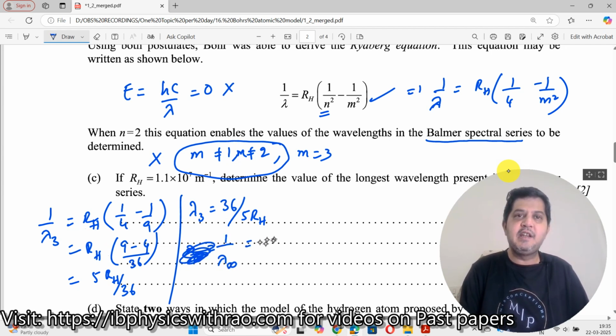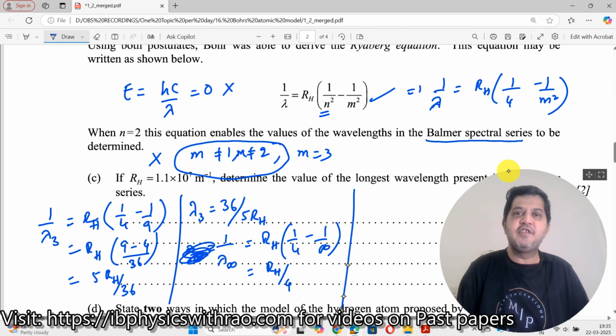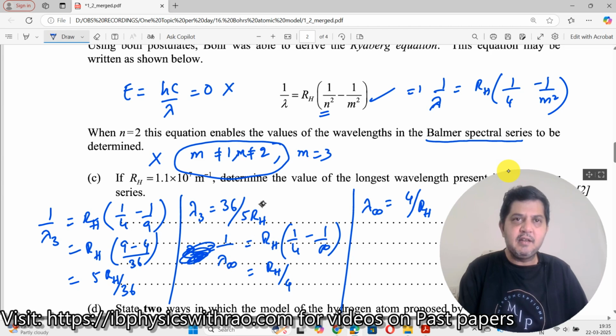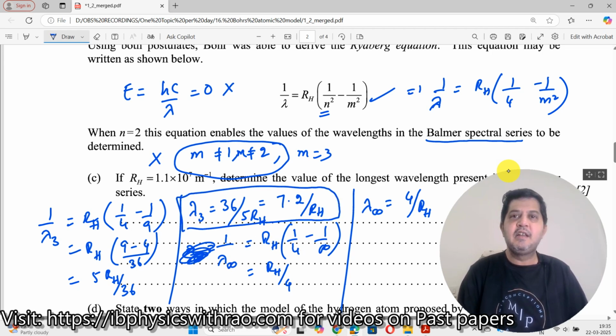1 by lambda infinity is equal to RH into (1 by 4 minus 1 by infinity). What is 1 by infinity? 0. So this is equal to RH by 4, which means lambda infinity is equal to 4 by RH. Now 36 by 5, how much will this be? 5 sevens are 35, then you have a 1, so 7.2 divided by RH. Now lambda 3 is equal to 7.2 by RH, while lambda infinity is equal to 4 by RH, which is the lowest one.